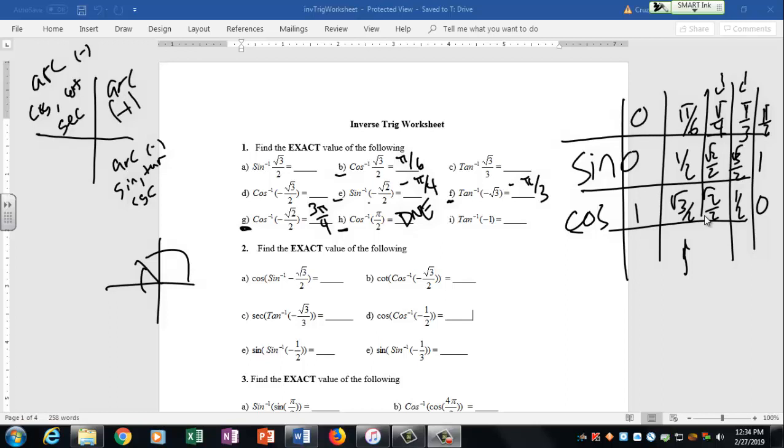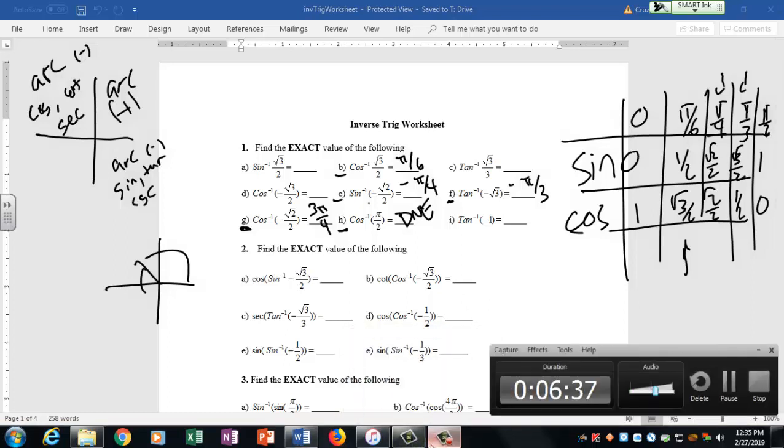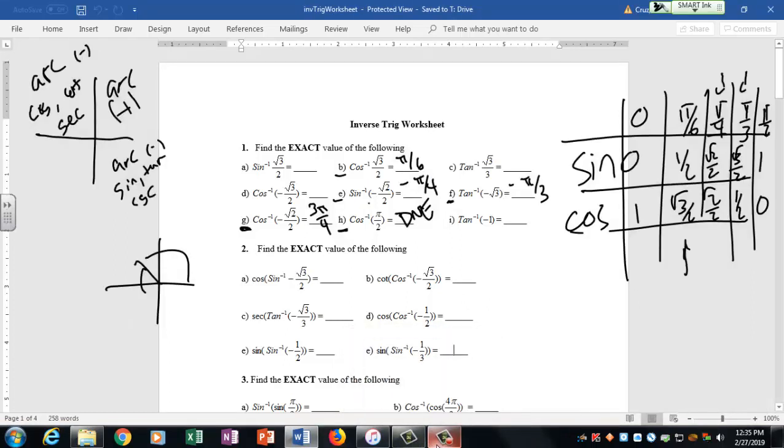Now, for number 2, and I want you to understand how number 2 and the ones down... Just got rid of that.